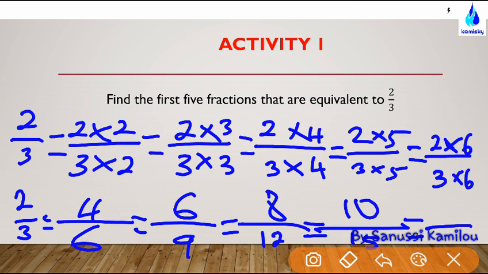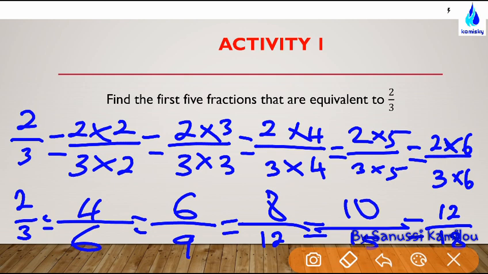So from there we move to the last one. The last one is 2 times 6. You see it? It is what? 12. And then 3 times 6 is what? 18. That is what we were looking for.